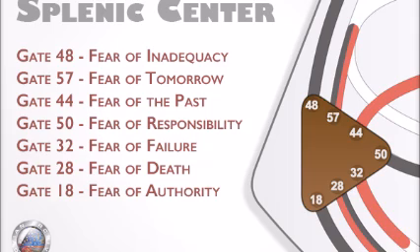Gate 44 is also called the gate of alertness, and gate 32, the gate of continuity. Gate 57 is also called the gate of intuitive clarity, and gate 28 is the gate of the game player. Gate 48 is the gate of depth, and gate 18 is the gate of correction.